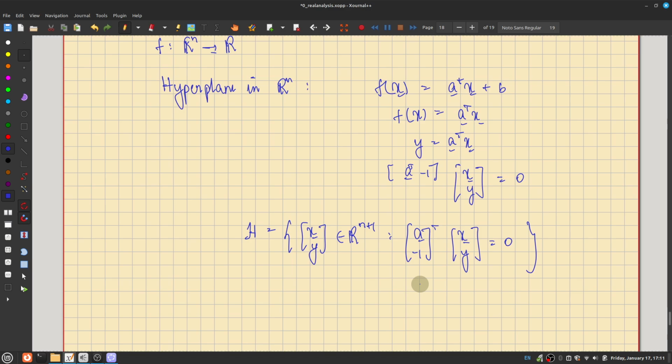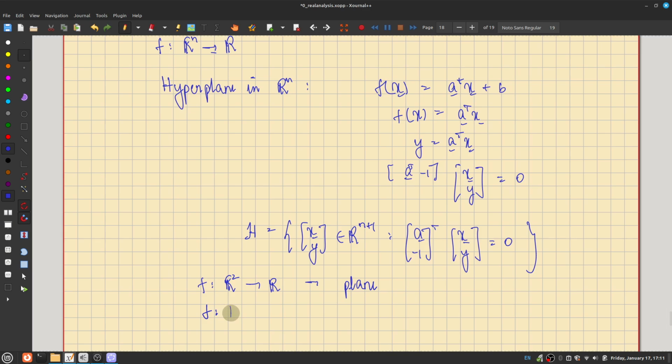If it's a function from R2 to R, then the hyperplane would be nothing but a plane passing through the origin.